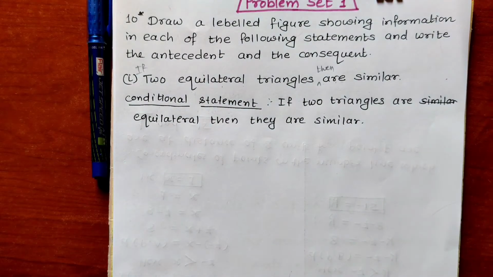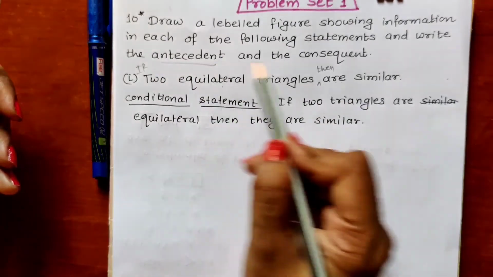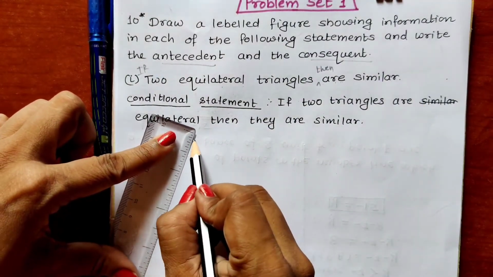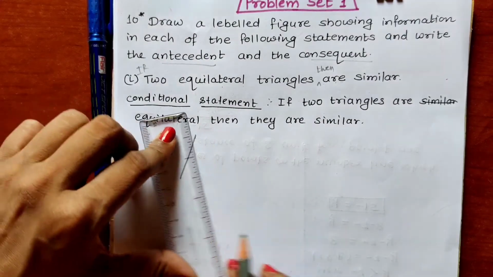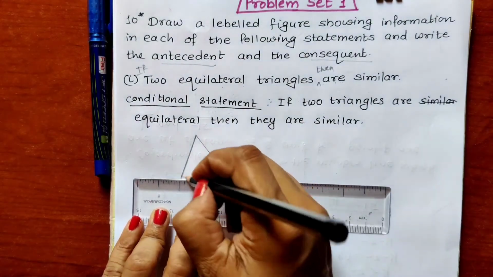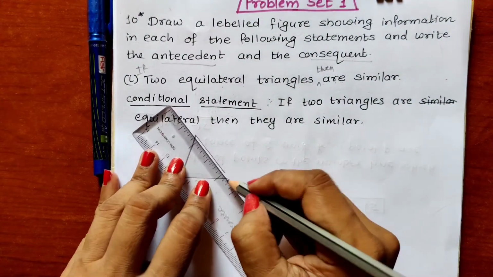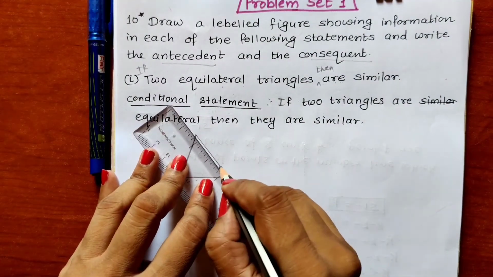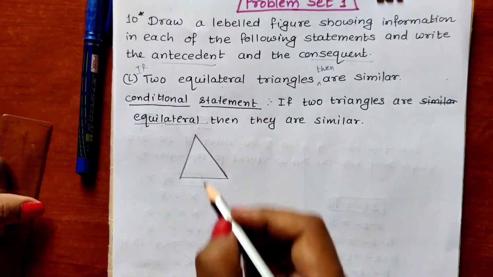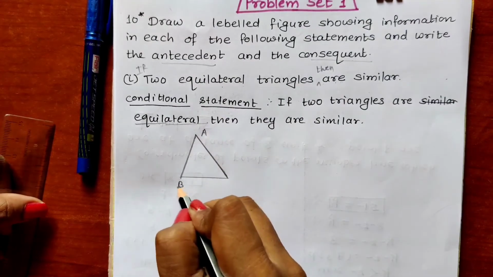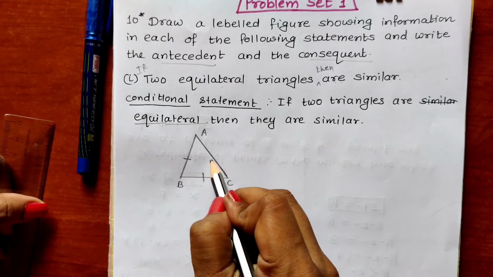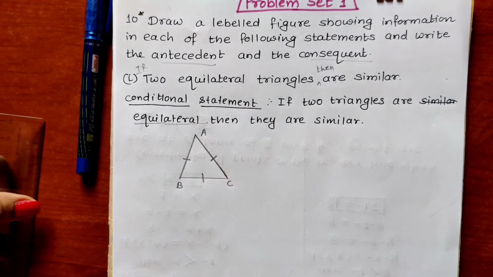So we have to first draw it and then we have to write its antecedent and consequent. So let us draw any two equilateral triangles. Equilateral means all three sides equal. Equi means equal, lateral means sides. So this is triangle ABC whose all three sides are congruent with each other. AB is congruent with BC, BC is congruent with AC, AC is congruent with AB.